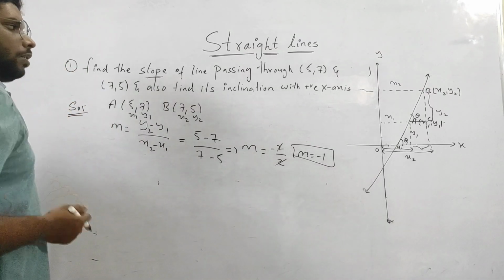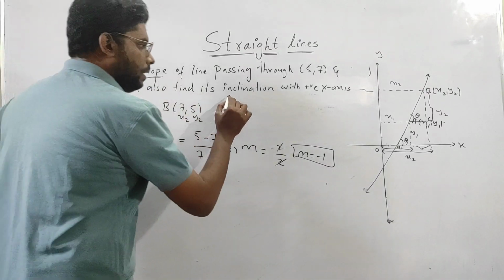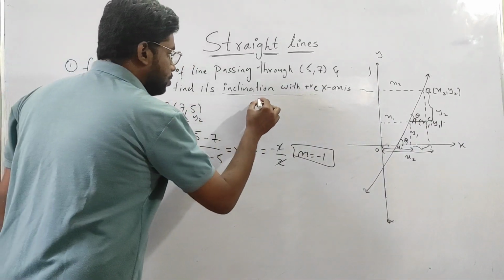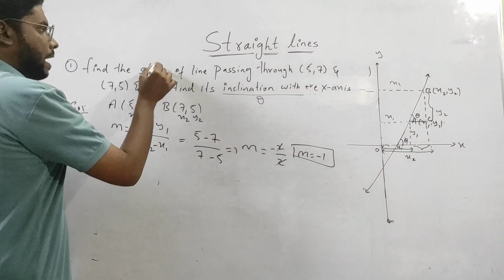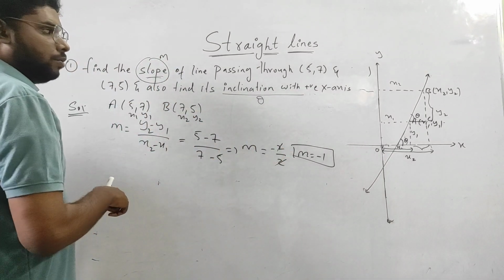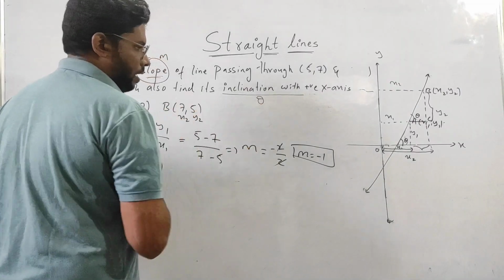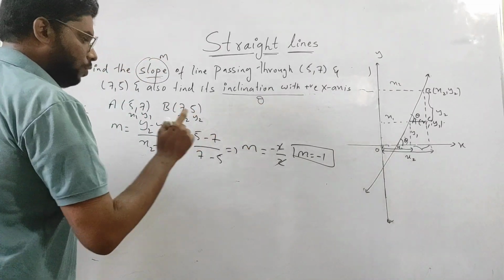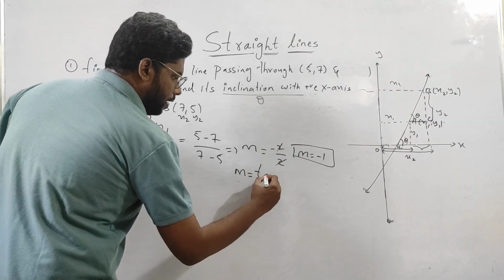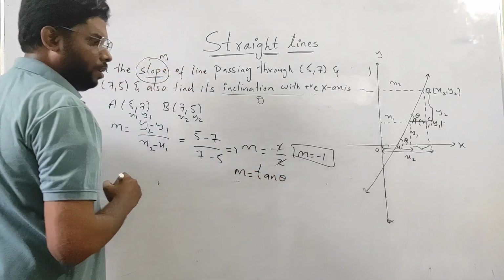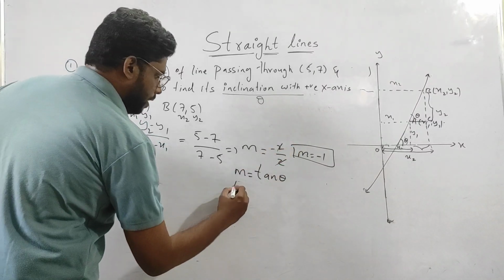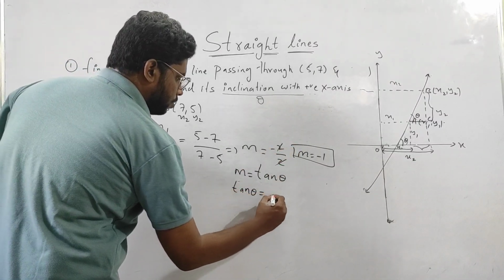Now he also asks us to find the inclination with the positive direction. Inclination means theta. First he asked for the slope, which is m, and we have found it. Now he asks us to find theta. How to find theta? We know that m is equal to tan theta, and from here we need to find the theta value. We already got m as minus 1, so I write tan theta is equal to minus 1.